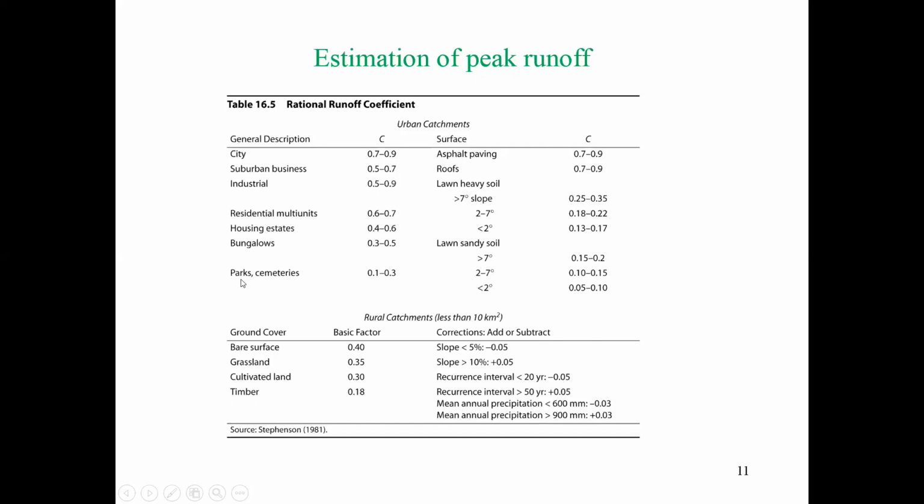At the same time, if you look at parks and cemeteries, where you don't have that much impervious area, you get a C value of only 0.1 to 0.3. And for rural catchment, it can be a different type of C value. We will use that. I just wanted to make sure that you understand how the C value reflects the type of watershed characteristics we have.